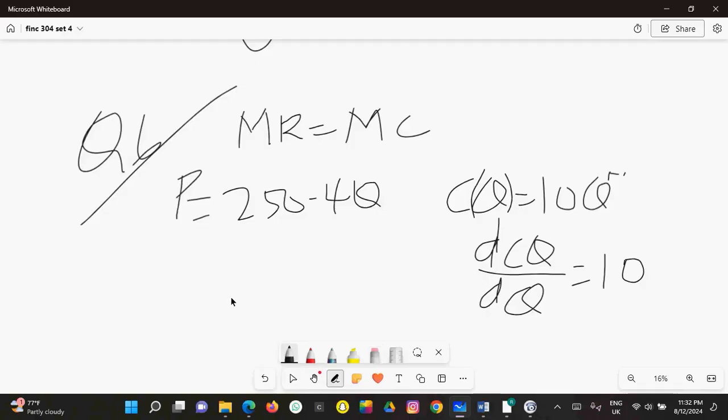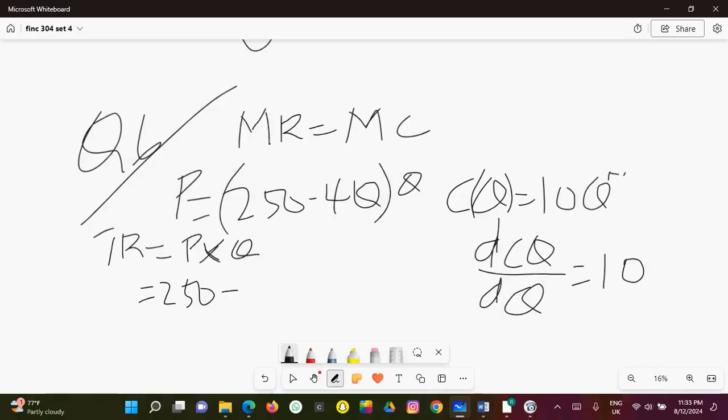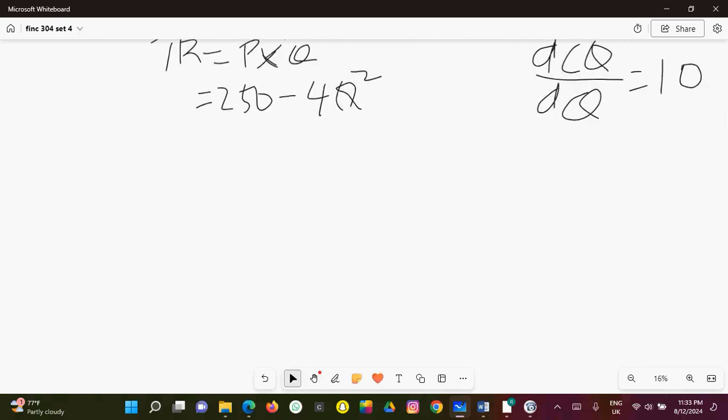So for total revenue, we know total revenue is equal to P times Q. So we are going to multiply everything here by Q and then get total revenue. Total revenue now is going to be 250Q minus 4Q times Q, which gives us 4Q squared. So 250Q.